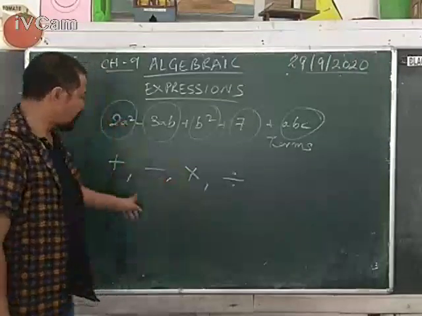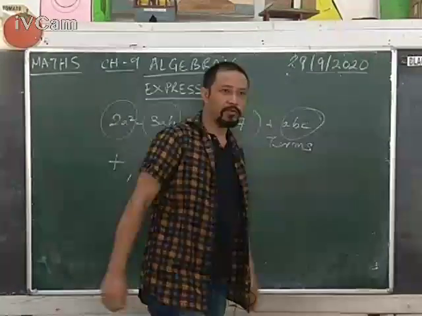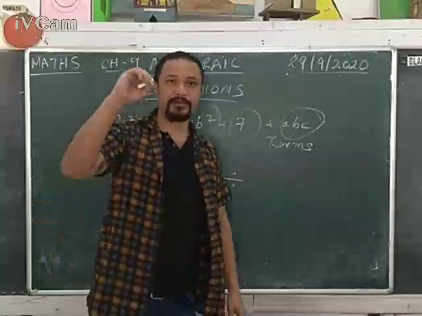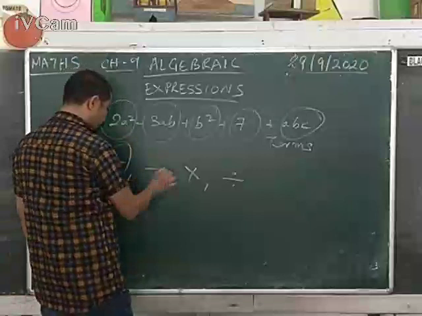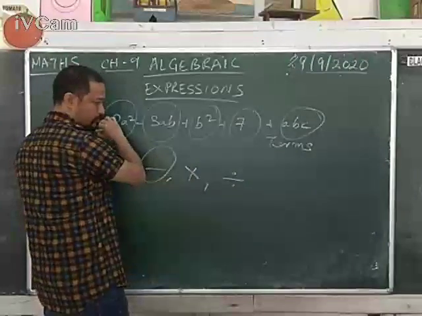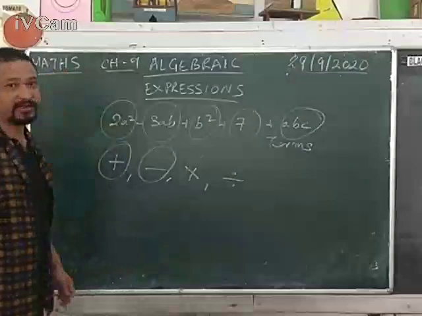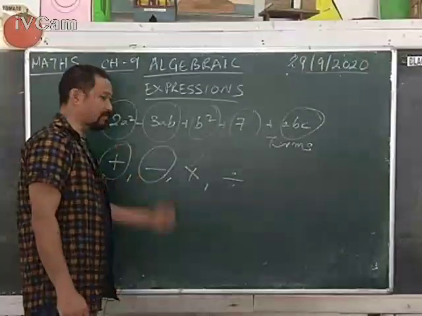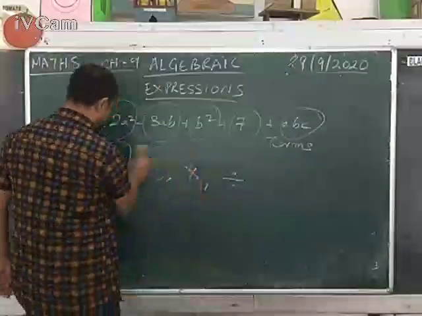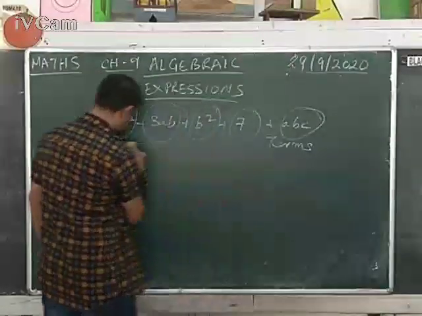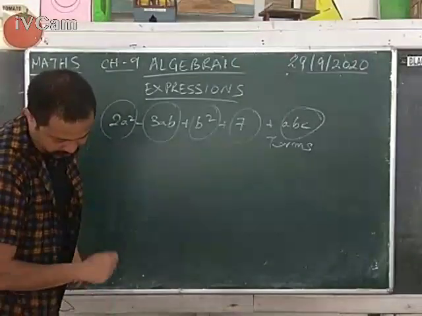Now, among the 4 operators, addition, subtraction, multiplication, and division, what separates terms? It's only these 2. This and this, multiplication and division, is invalid. Only addition and subtraction separates terms in algebra. Okay, now let me just create a new expression.